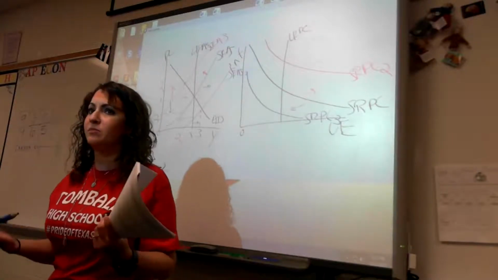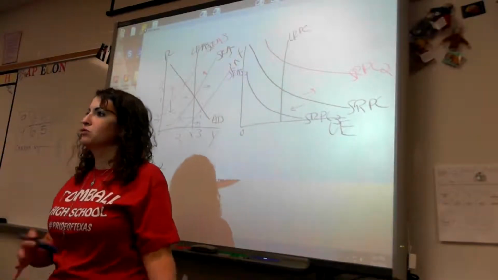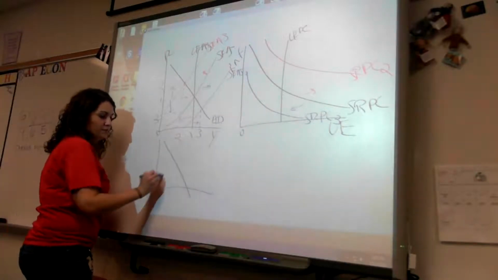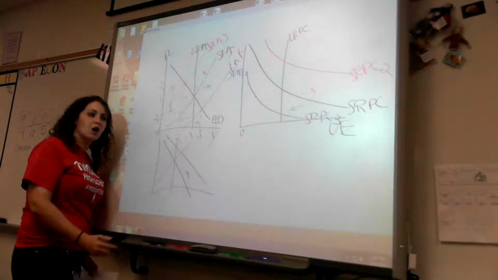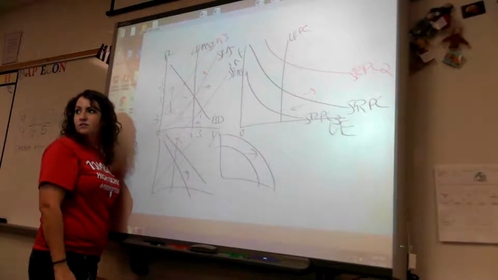It just causes aggregate demand to change, but does aggregate demand change how much you can produce? No. So here we have aggregate supply and demand, and aggregate demand shifts to the right. Well, long run economic growth is when the PPF curve shifts outwards.